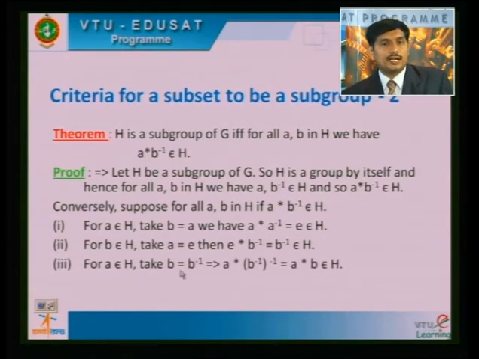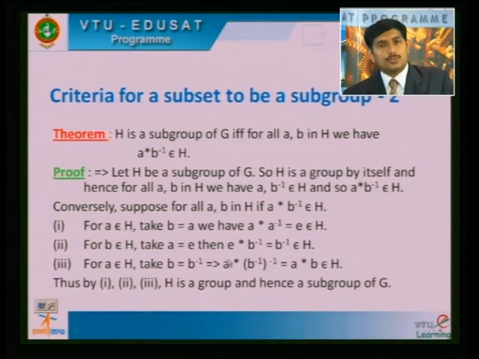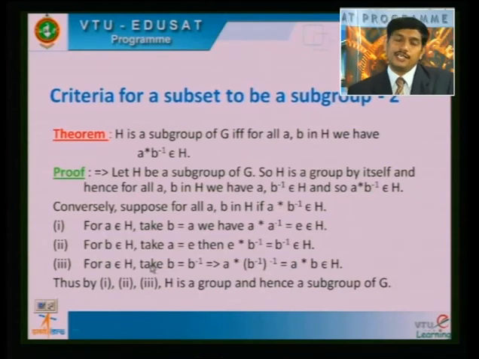And for A belongs to H and B replaced by B inverse, A star B inverse the whole inverse means inverse of inverse, which is the element itself. Then you get A star B belongs to H, which is the closure property. Similarly, we get closure and associativity. The star operator satisfies the closure and associative conditions, so H is a group, hence a subgroup of G.